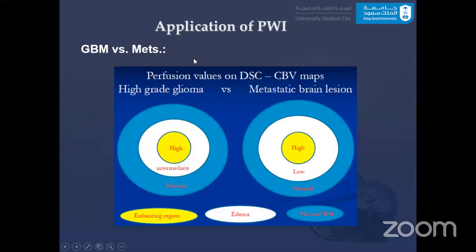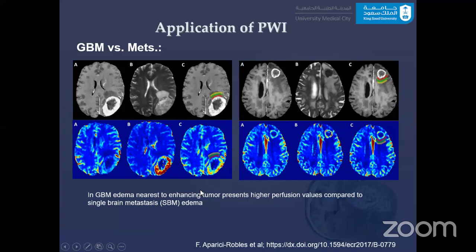Another important application of perfusion is differentiating GBM from metastasis. In the GBM, we see high, intermediate, normal. So this is the mass. The surrounding part of the mass will be intermediate signal or cerebral volume, and then normal. While in the metastasis, we will see high cerebral volume and then low, and then we'll get back to normal. So this is an example of GBM versus metastasis.